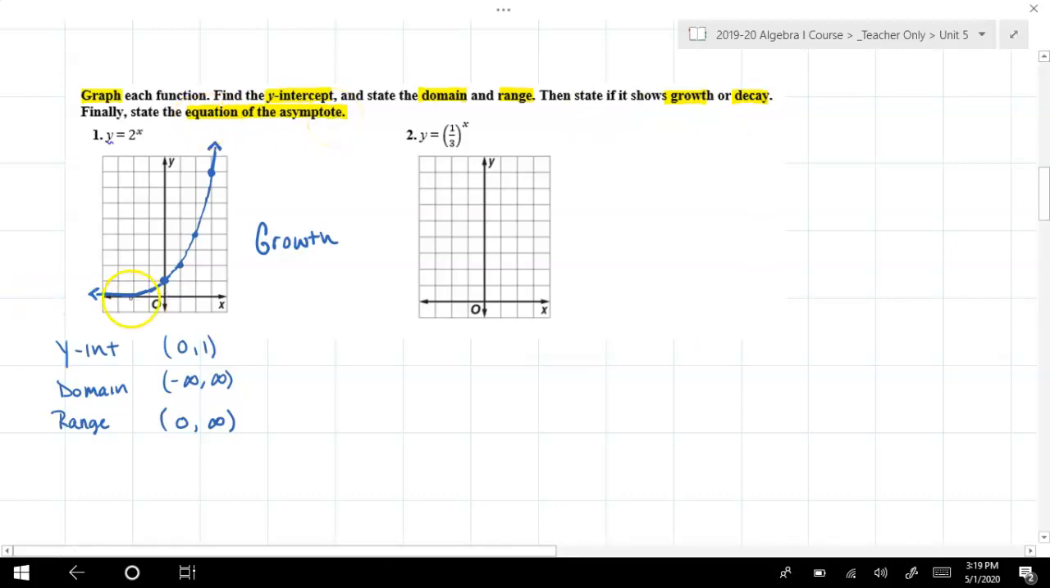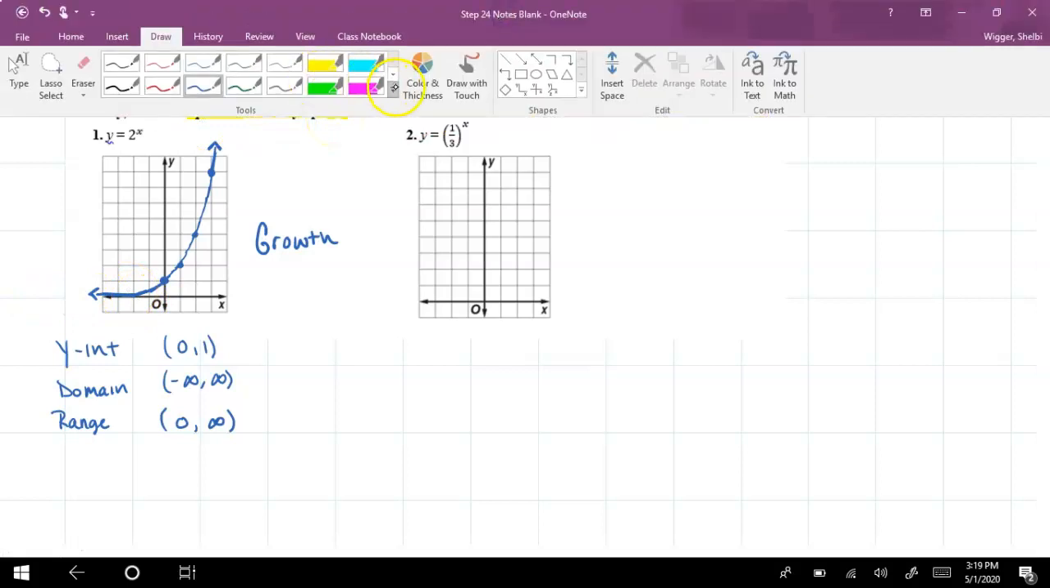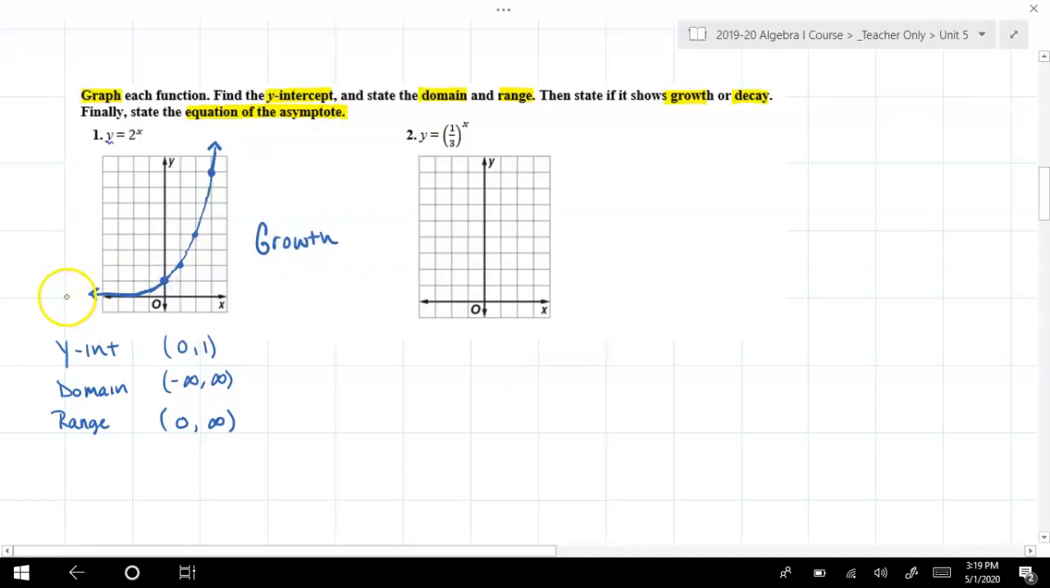The equation of the horizontal asymptote is the invisible horizontal line that the graph is never going to touch nor cross. And the equations of horizontal lines are y equals, and it's going through the y-axis at 0. The equation of this line is y equals 0. The horizontal asymptote is y equals 0. The 0 from the range and the equation of the asymptote will always be the same number.